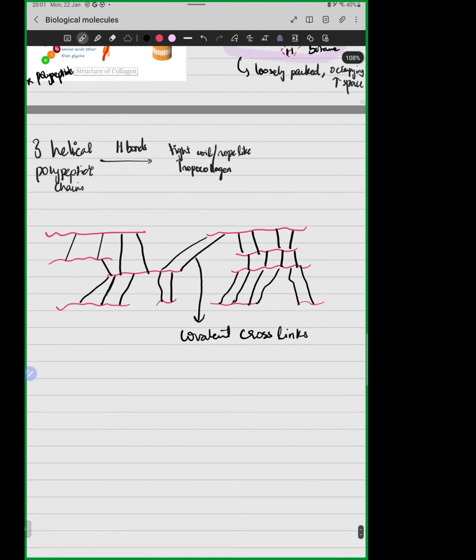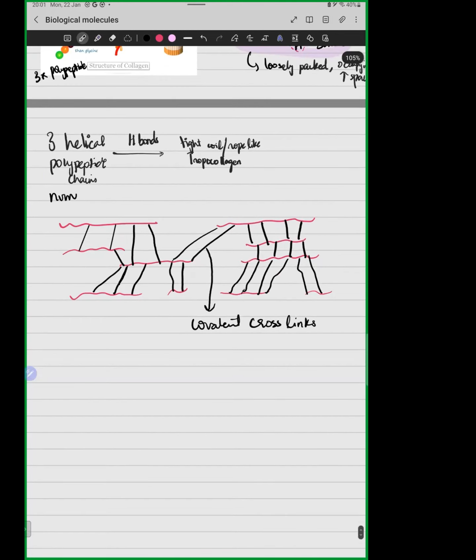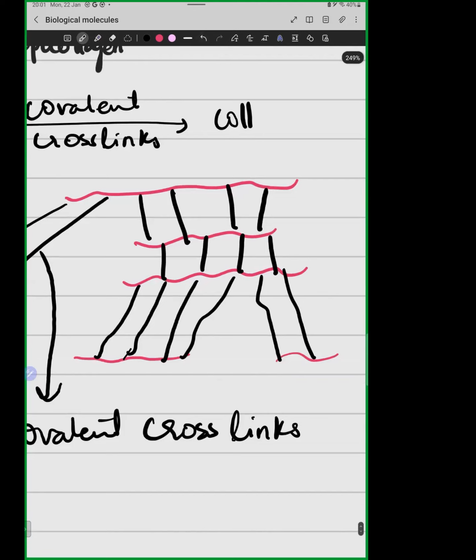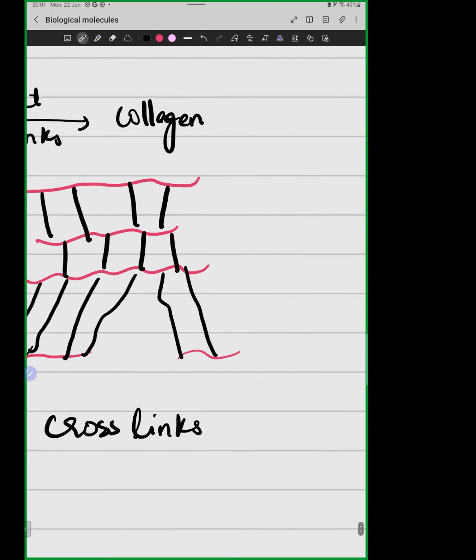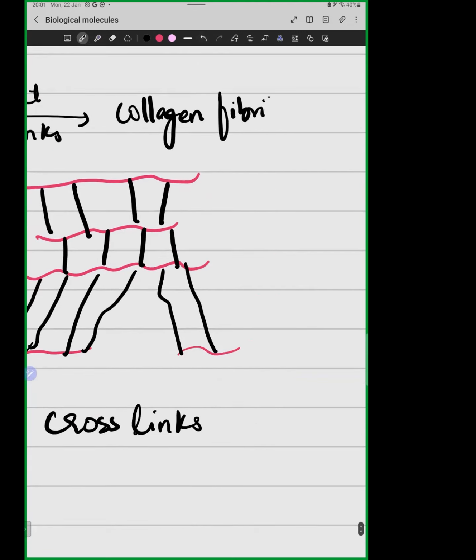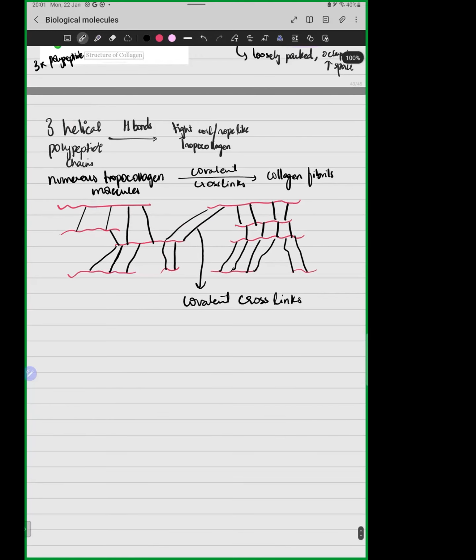So when numerous tropocollagen molecules, when they associate via which bond? Covalent crosslinks, they form collagen fibrils. They form your collagen fibril. So let's repeat once again.